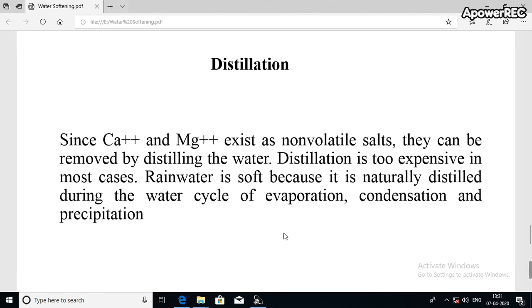Next up is distillation. Obviously, you can easily use this process with rainwater. Rainwater is soft naturally, so it is used for the distillation process. After the water cycle of evaporation, condensation, and precipitation, you can easily get soft water instead of hard water.